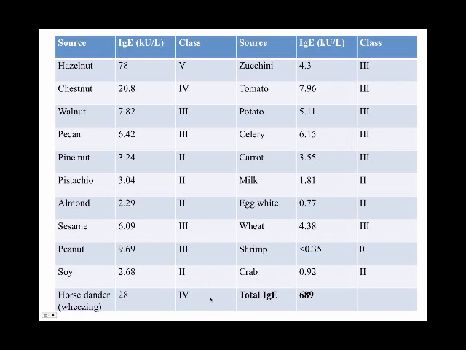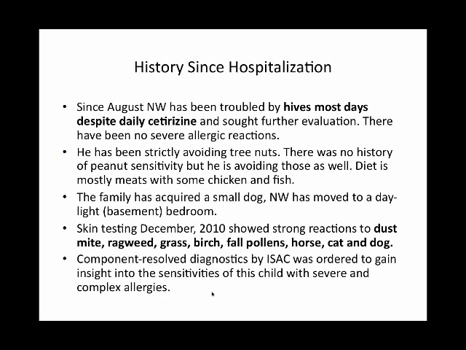He did have a history of wheezing around animals. He was around a horse, and this seemed to be just transient, and it wasn't an ongoing problem. He could be around cats and dogs okay, but really not in the amounts that he would be otherwise. So after he was discharged, he still had hives just about every day, and he was avoiding the tree nuts, eating mostly meat and chicken and fish, and the family got a dog, and that certainly didn't help.